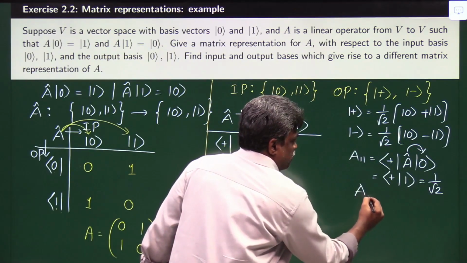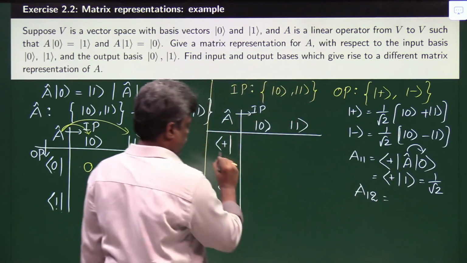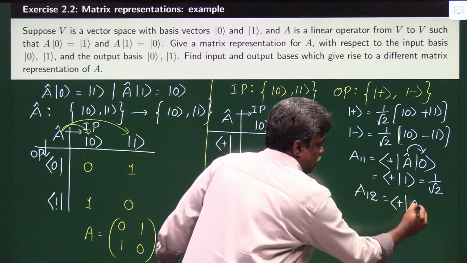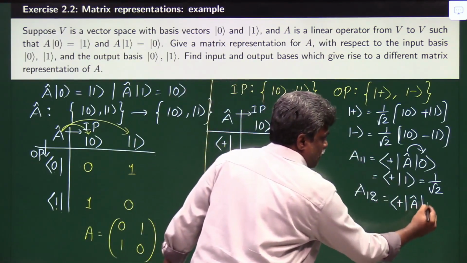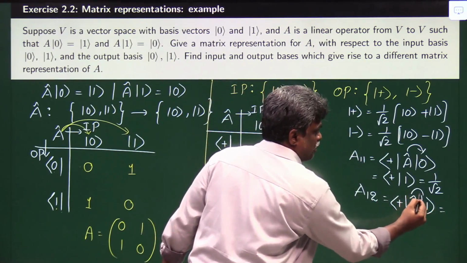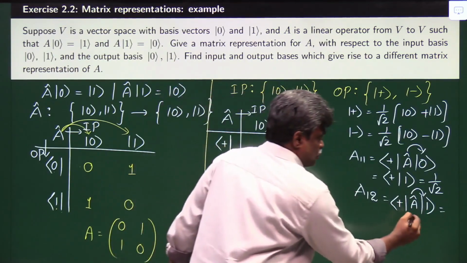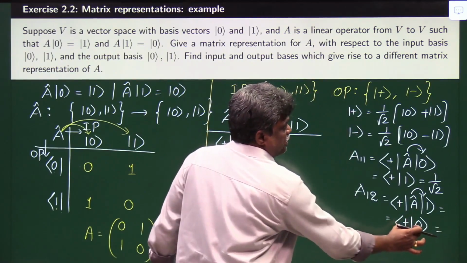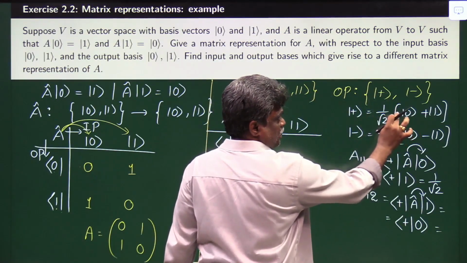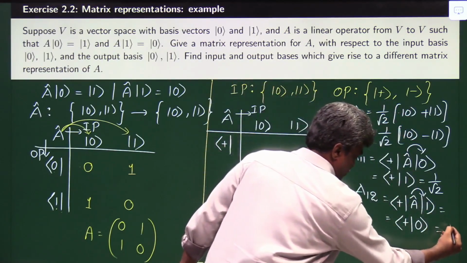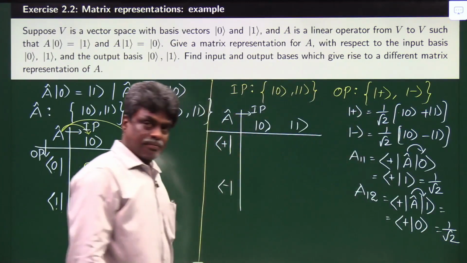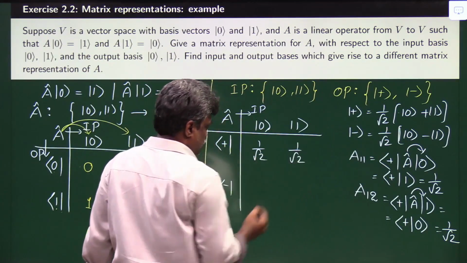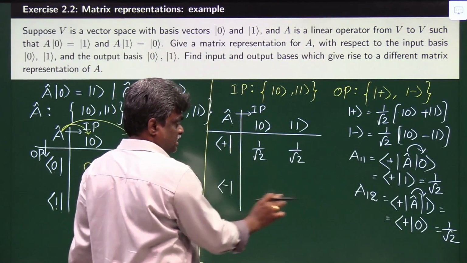And similarly, if you find A12, again first row, second column. So plus, operator A, second column 1. A operates on 1, we get 0. So this is nothing but the inner product of plus and 0. If you take this inner product, plus and 0, here you will get this coefficient, which is equal to 1 by root 2. So here I have done this, 1 by root 2 and 1 by root 2. So I request you please do this yourself, this and this.